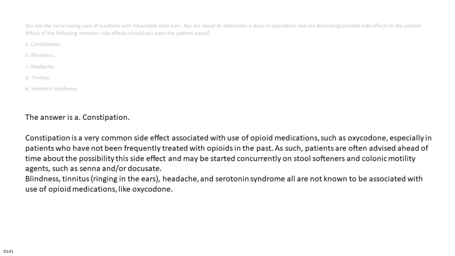patients are often advised ahead of time about the possibility of this side effect and may be started concurrently on stool softeners and colonic motility agents, such as senna and docusate. Blindness, tinnitus, ringing in the ears, headache, and serotonin syndrome all are not known to be associated with use of opioid medications, like oxycodone.